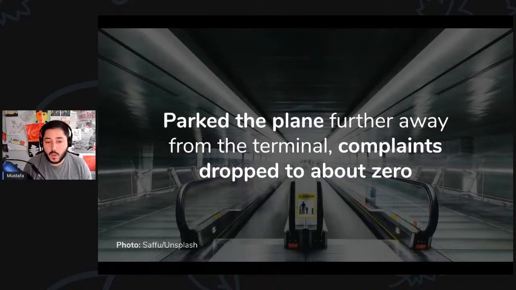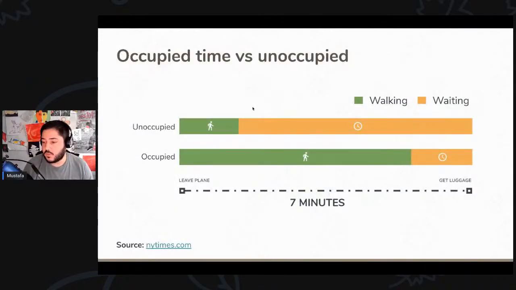What this showed is that if you fill a person's time with an activity, it will make the experience feel faster. So by deliberately slowing down people, the experience feels faster. If we look at this diagram, it's 7 minutes of time. We have unoccupied time of the person walking very quickly versus 5 minutes of waiting, and then we compare that with 5 minutes of walking and 2 minutes of waiting. The whole experience is 7 minutes long, but the occupied time felt faster. They were cheated, I can see. Even though it feels faster, it isn't.